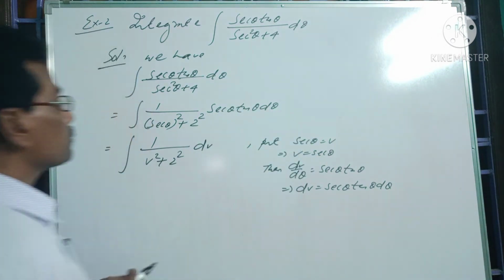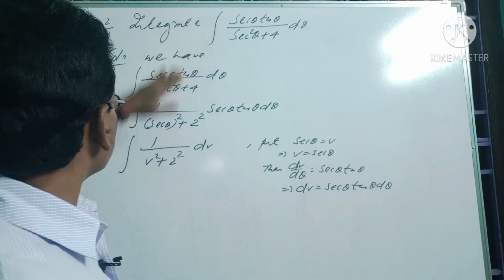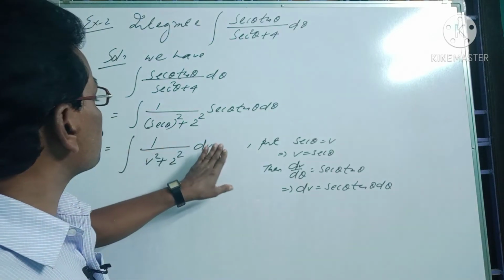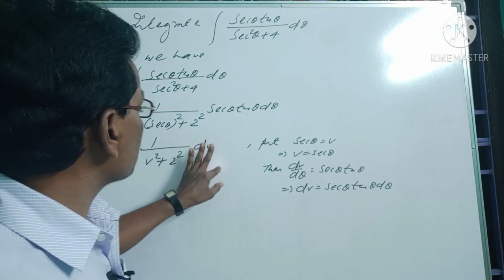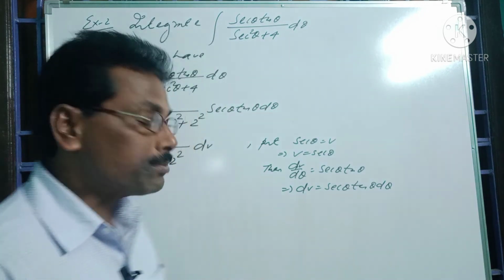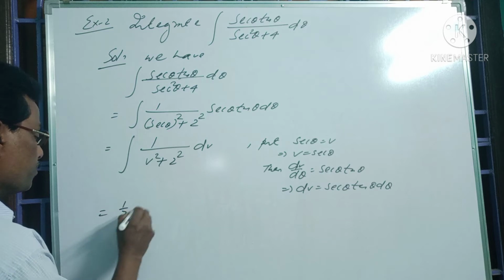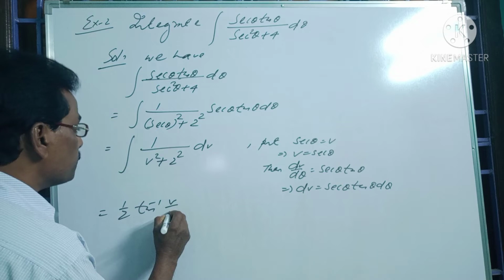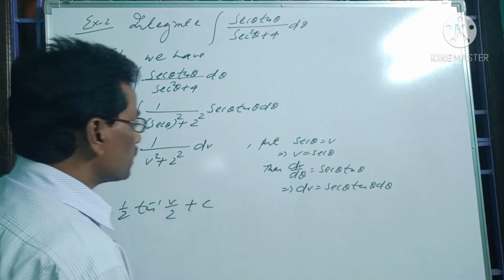Now see, after substitution and differentiation, the non-standard integral transforms into the standard form, that is integration of 1 by v square plus 2 square with respect to v, which is the form of integration of 1 by x square plus a square with respect to x, where the integral is 1 by a tan inverse x by a plus c. So in that process of integration we have 1 by a, meaning 1 by 2, into tan inverse of x by a, meaning v by 2, since in place of a we have 2. That is 1 by 2 tan inverse v by 2 plus c, where c is the constant of integration.